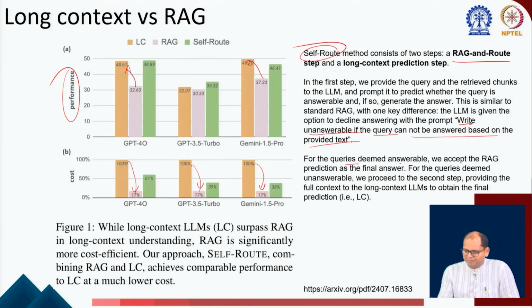For the queries that are deemed answerable, you simply use RAG as the final answer. For the queries that are unanswerable, we proceed to the next step, that is, we provide the full context to the language model and get the long context prediction. So, this was the self routing, but overall the takeaway is that there is RAG, there is long context, they have pros and cons, and there can be ways in which you can combine them together for doing the task.